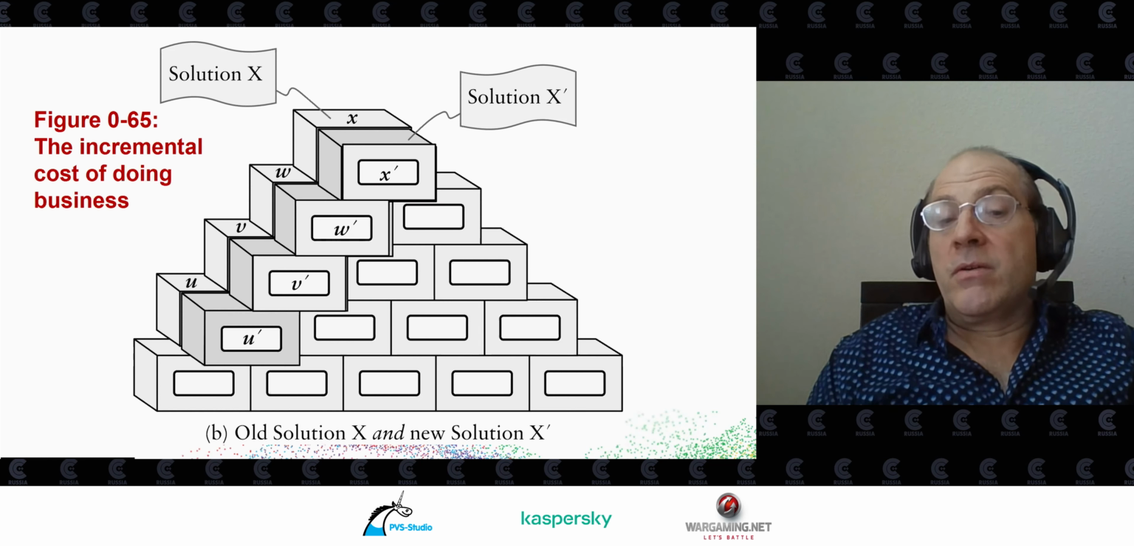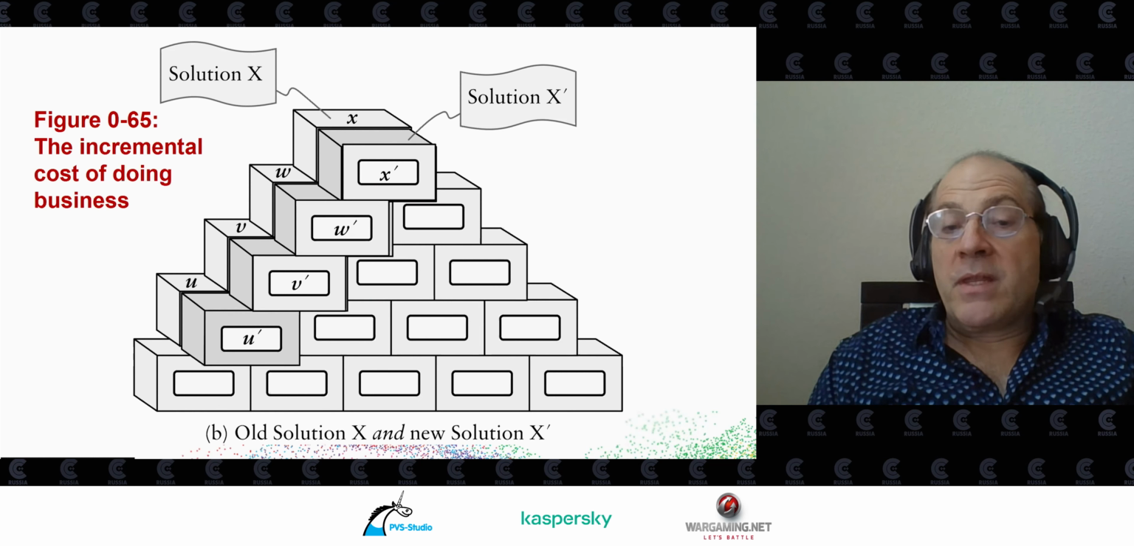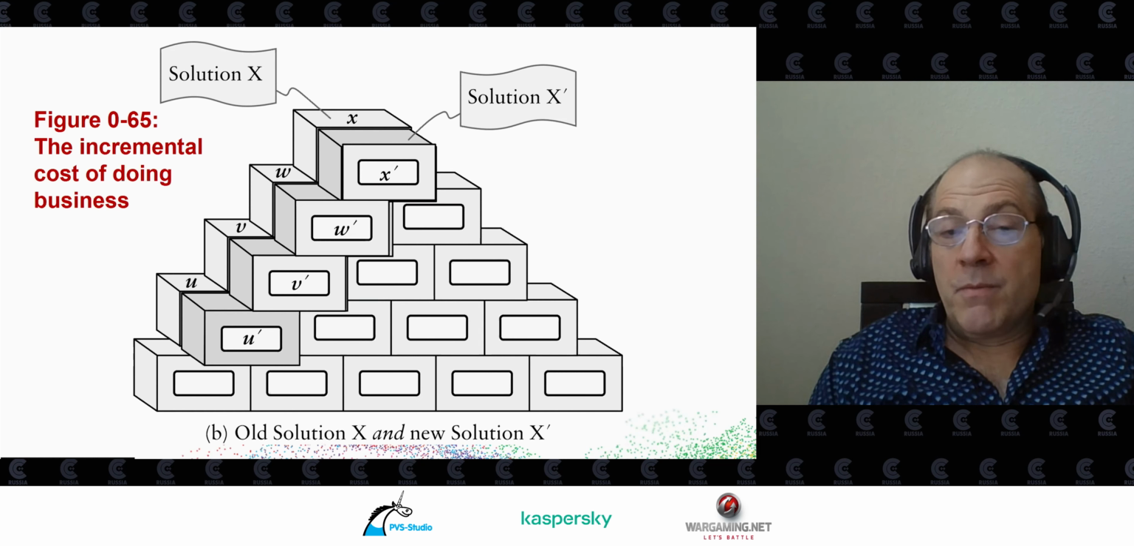So you still have U, and U is still stable, but you also have U prime. You then build up everything else alongside, and now anybody coming along can use either X or X prime, W or W prime, V or V prime, U or U prime, because they're still there. Nothing's changed. You have a stable infrastructure, and you have two solutions instead of one.